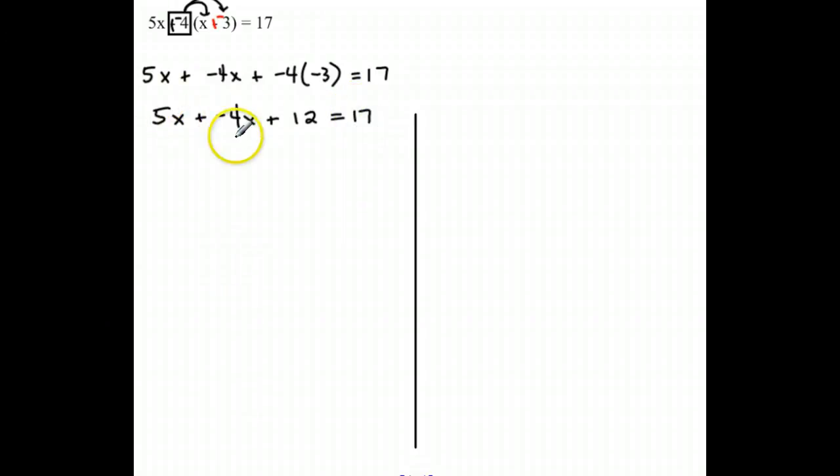I'm at the step where I'm combining like terms. I'm going to get a positive 1x plus 12 equals 17. And since you know that 1x is the same thing as just x, we could even get in here and erase this x. This is just a one-step equation. I'm going to subtract 12 from both sides, and I'm going to get x is equal to 5.